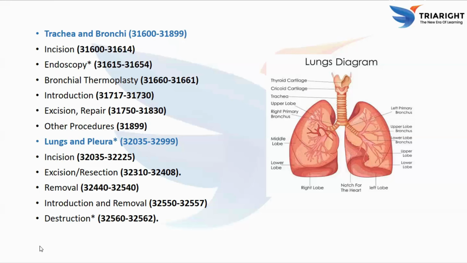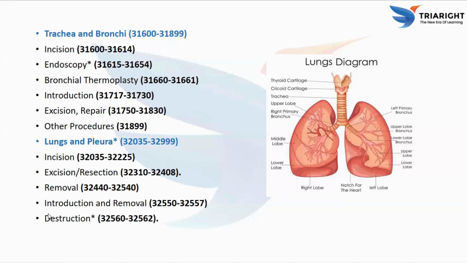Incision involves opening of the chest or lung, for example, thoracotomy or chest tube incision. Excision or resection involves the removal of lung tissue, for example, wedge resection, lobectomy or pneumonectomy. The amount of lung removed determines the code here. Right versus left lung also matters more. Removal includes removal of foreign bodies, lesions and fluid collections. For example, removal of a pleural mass.